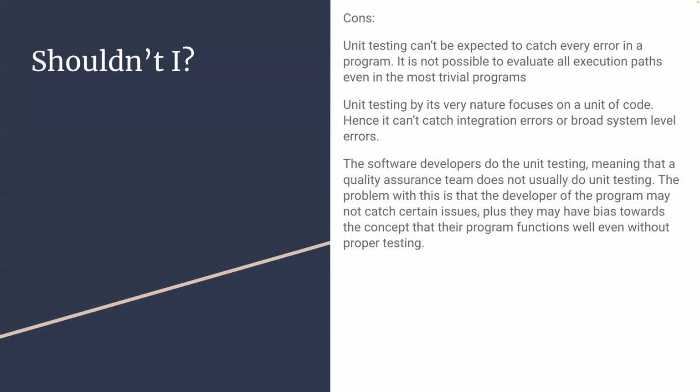And the software developers are the ones who do the unit testing, not a quality assurance team. The problem with this is that the developers of a program may not catch certain issues that a qualified quality assurance team would. Plus, developers have a tendency of having a bias towards the concept that their program functions well even without proper testing.